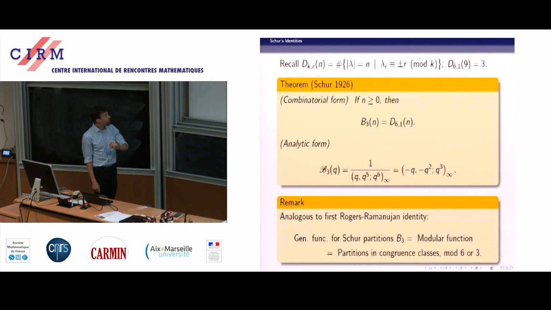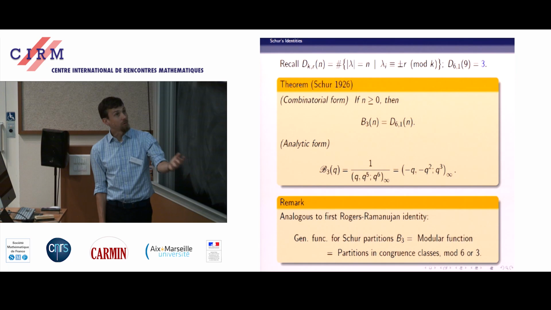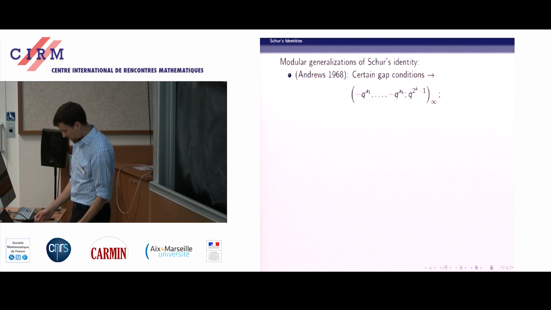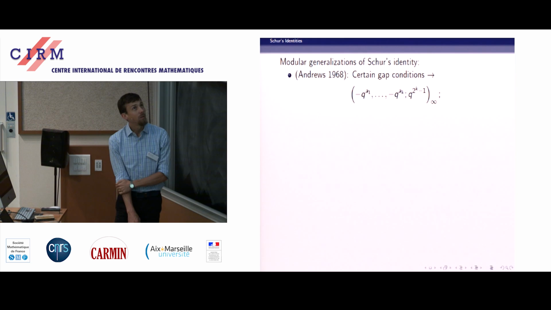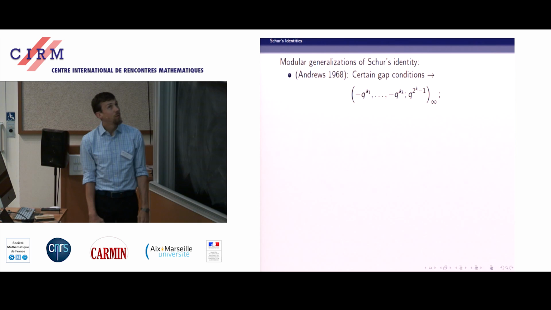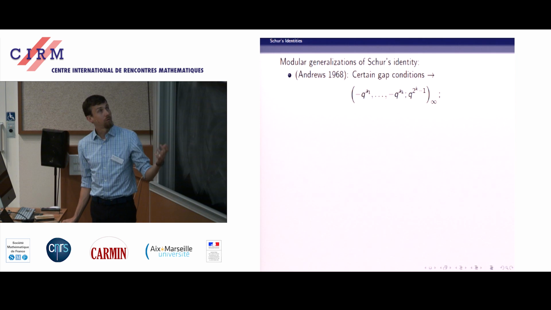So this is highly analogous to the first Rogers-Ramanujan identity, right? The generating function for partitions with gap conditions is some sort of modular function, infinite product, theta quotient. There, actually, this is a shorter list than one could write down for Rogers-Ramanujan, but at least in terms of the combinatorics and the generating functions, there have been quite a number of generalizations of Schur's work. It's been very rich in that vein, at least.